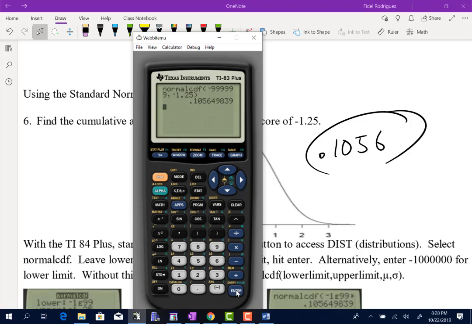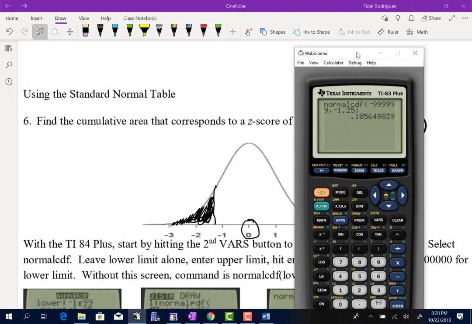Yeah? So let's go like this. Second vars, right? We're going to go to normal CDF. Okay, enter. So remember, I want you to think about the picture. Let me move this calculator out of the way. Think about the picture for a minute. We're going to go from all the way over here. How far? As far as we can possibly imagine. What number are we going to stop at? What was our z-score here? I know I just covered up the calculator.